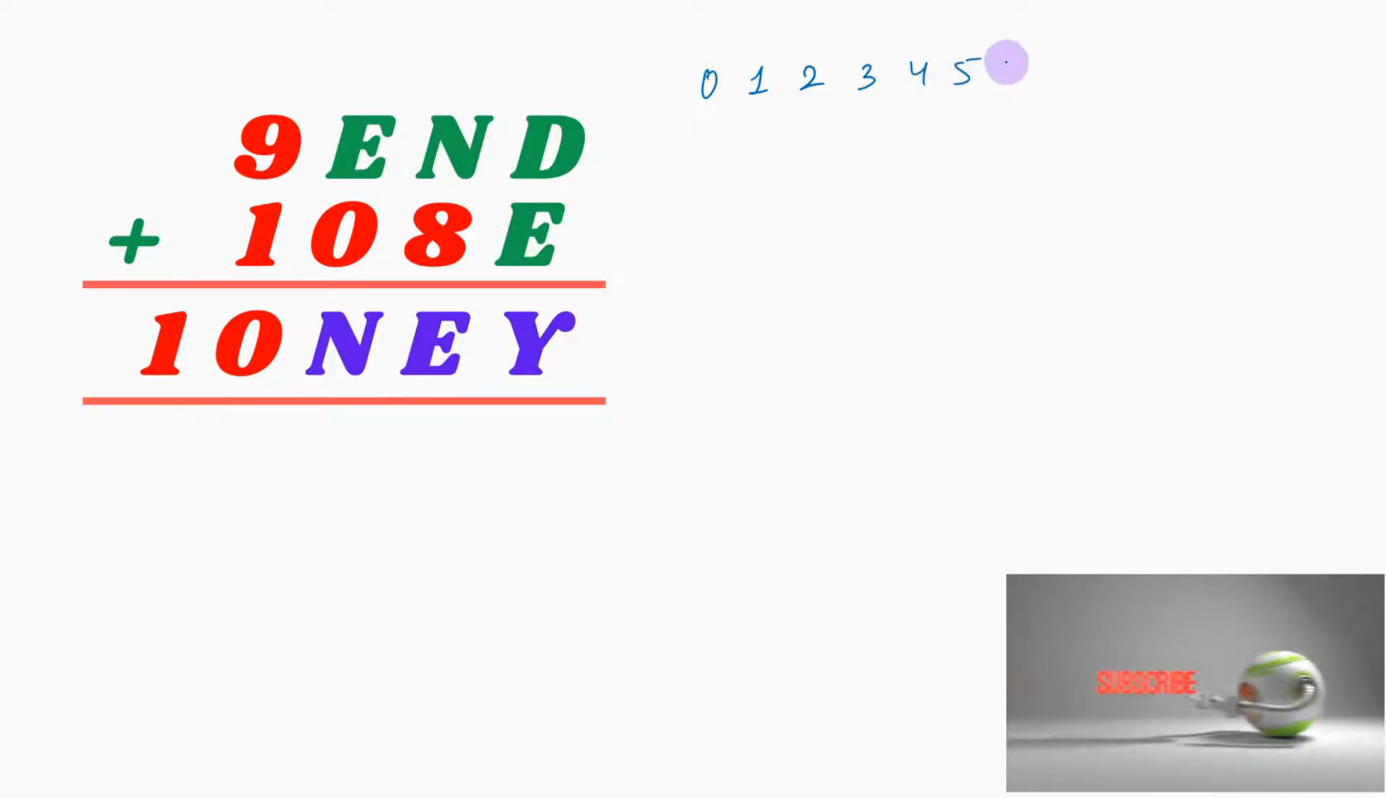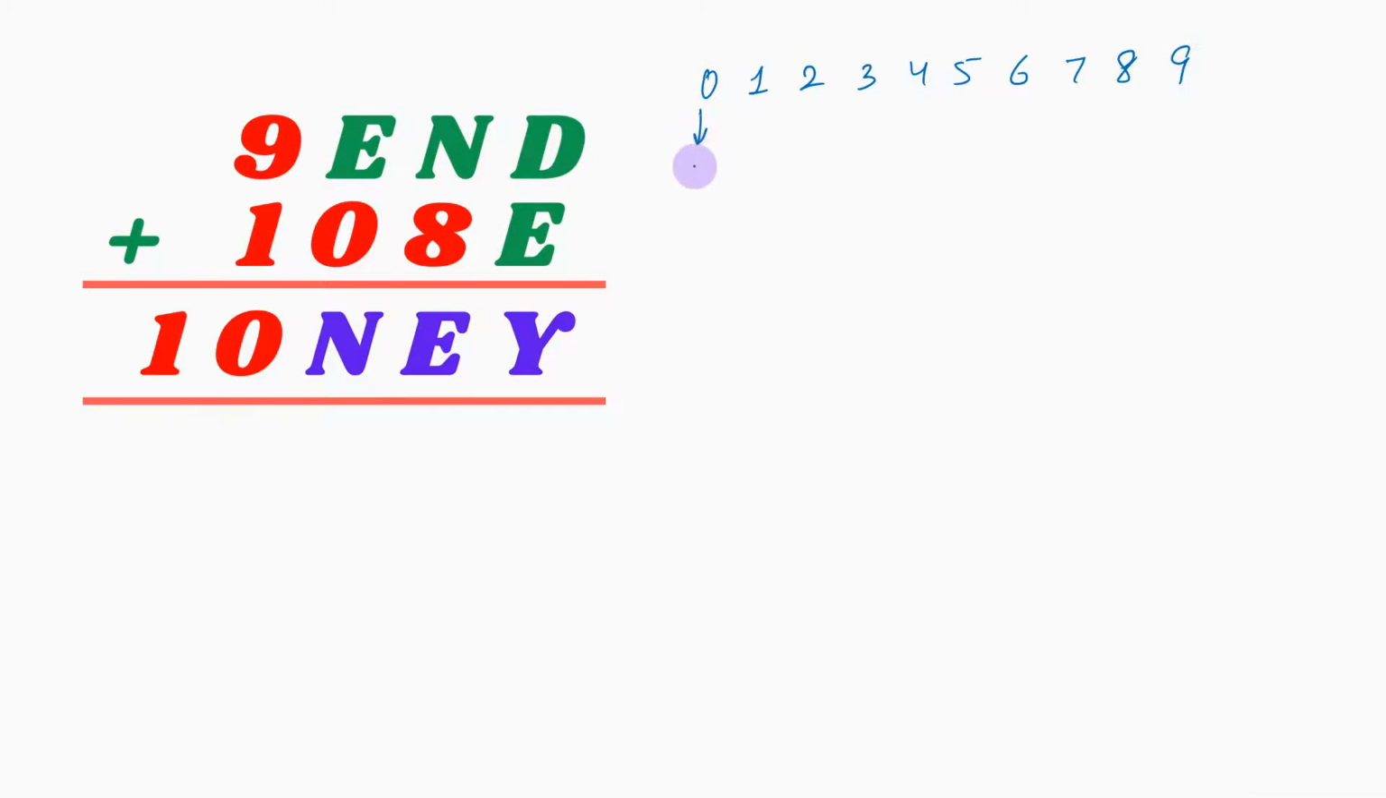So, we have the digits 0, 1, 2, 3, 4, 5, 6, 7, 8, 9. This 0 has already been taken by the alphabet O. This 1 has already been taken by the alphabet M. This 8 has already been taken by the alphabet R, and this 9 has already been taken by the alphabet S. Okay. So, we are left with 2, 3, 4, 5, 6 and 7.